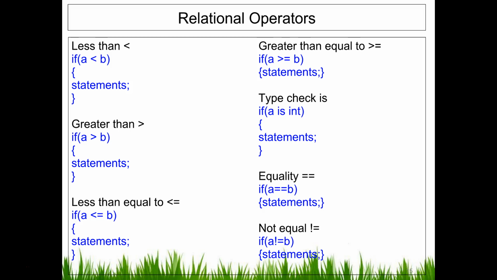Not equal, which is again the same thing for reference types and value types. So these are the relational operators that you can use.